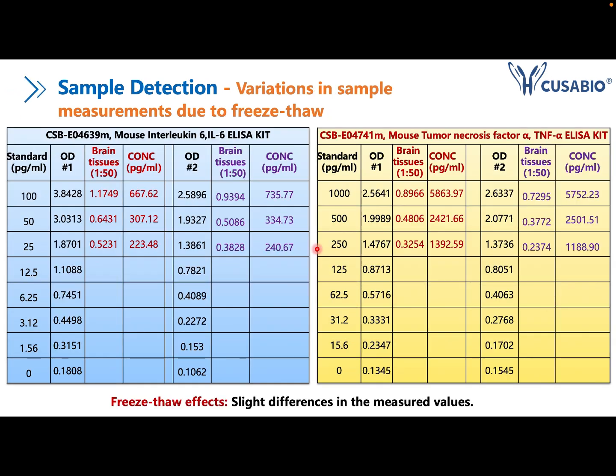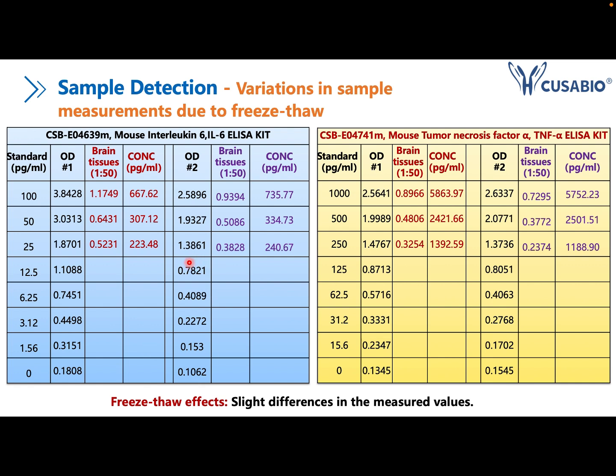And the same thing you can find with some other kits. We have the mouse interleukin 6 ELISA kit and the TNF alpha kit here. And the samples we used here are not serum samples, they are brain tissue samples. We also make a comparison between the fresh samples and the freeze-thaw samples. So here it's the same. We use different kits to test the same fresh samples and the same freeze-thaw samples. You still see that the readings are different. Here is a slight decrease and here is slightly higher.